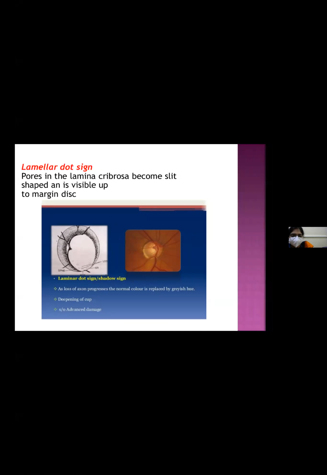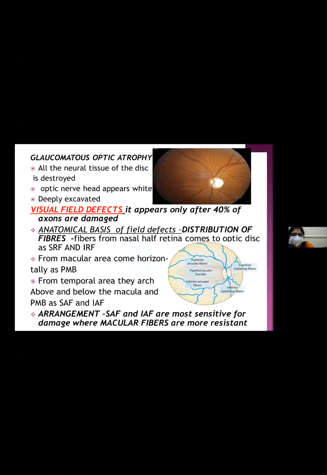Next, glaucomatous optic atrophy. In this, all the neural tissue of the disc is destroyed, and the optic nerve appears white, which is usually yellow in color, and is deeply excavated. Next, visual field defects. They are only seen when 40% of axons are damaged.